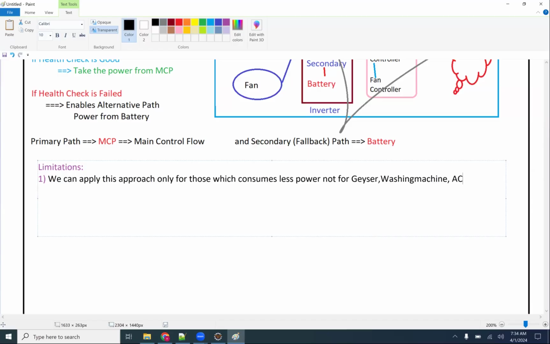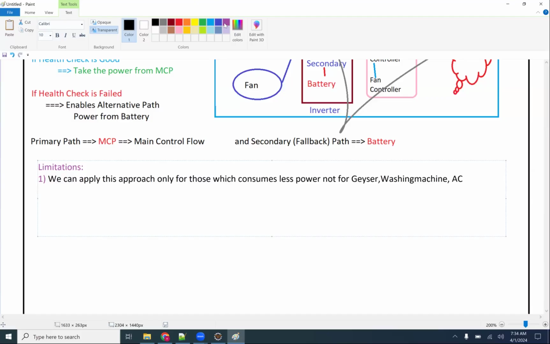Can I call this a limitation or not? Is it a limitation or not, guys? Yeah, it's correct. Exactly correct. You can't apply it to washing machine, AC, only for bulbs and fans. I mean, low consumption. Anything we can apply, but low consumption, which will take less power.